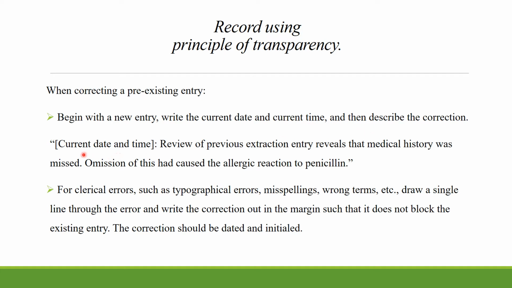Okay, so the example is you write the current date and time, and then you can write something like: review of previous extraction entry reveals that medical history was missed. Omission of this had caused allergic reaction to penicillin. So it's okay. It shows that you had been vigilant to identify the cause of the problem, and then future problems will automatically be stopped.